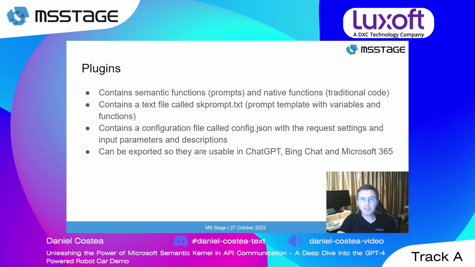A plugin contains a configuration file called config.json that includes the prompt template settings. This is similar to the prompt template settings class that we discussed before. And a plugin can be used directly in our application, but it can be exported and used with ChatGPT or Bing Chat or Microsoft 365 as well.